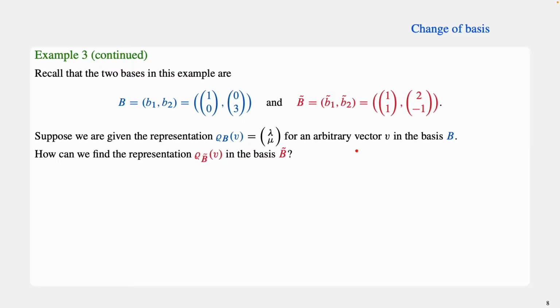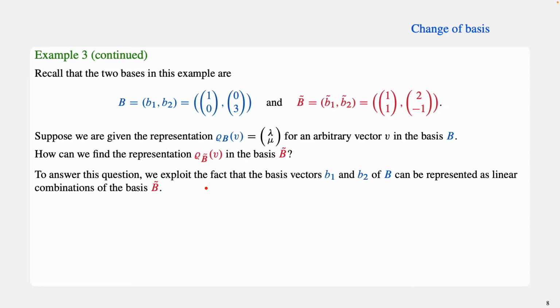Now we come to the question of how to switch from one basis representation to another. And we first develop the ideas for that in this example. So suppose we have some vector v, and we know in the basis b it is represented by (lambda, mu). How do we get the corresponding representation for the basis b tilde?